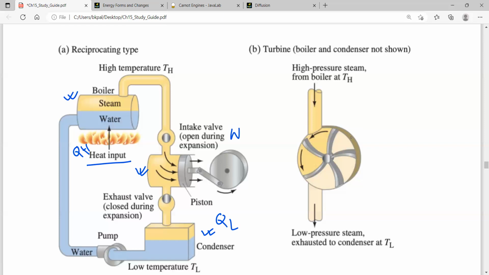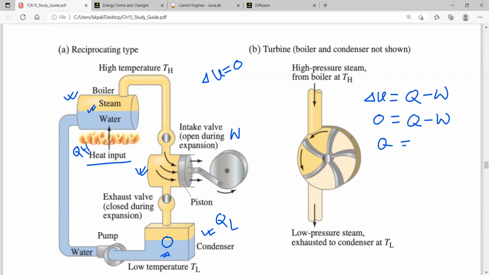Now if we can collect the system from here and reuse it, then the system's internal energy U is constant. That means the water here is the same water we used initially. If we can collect this water and reuse it, there is no change in the internal energy, that means delta U equals 0. So when delta U equals 0, from the first law of thermodynamics, Q minus W equals 0, which means Q equals W.